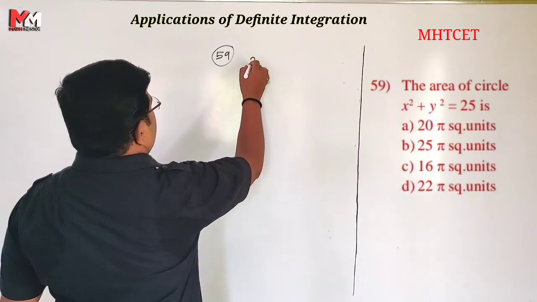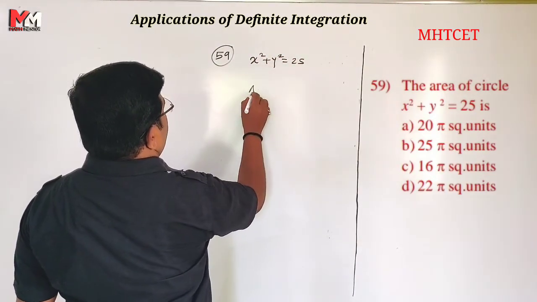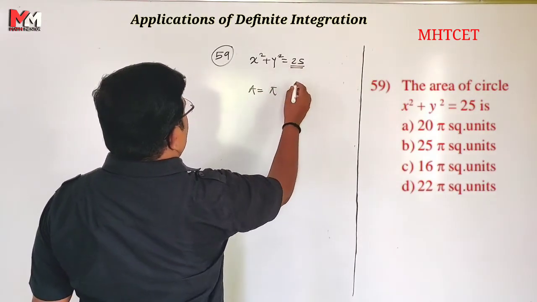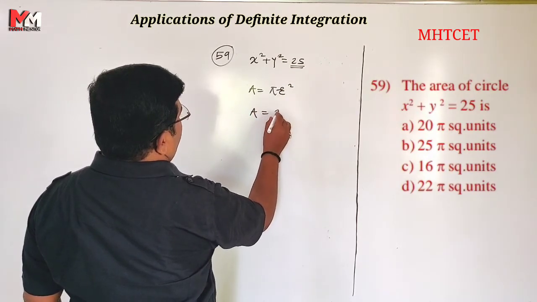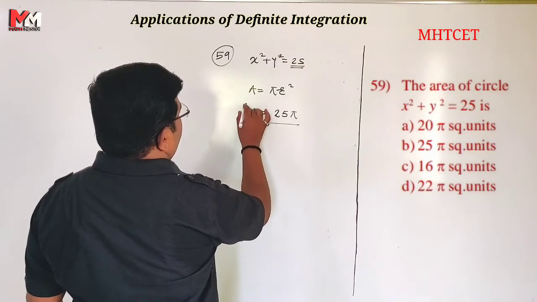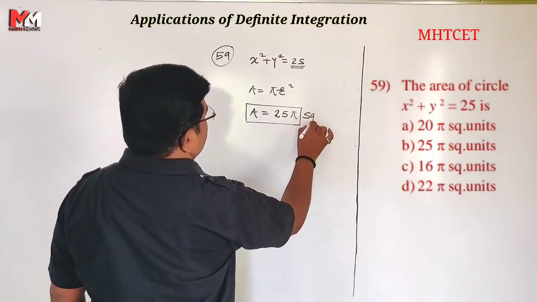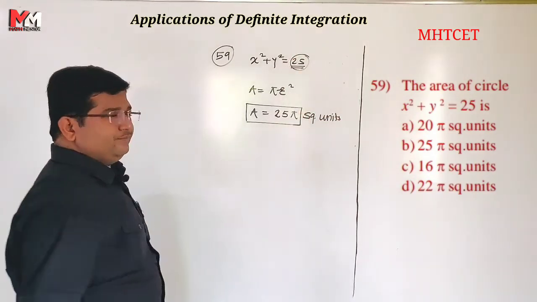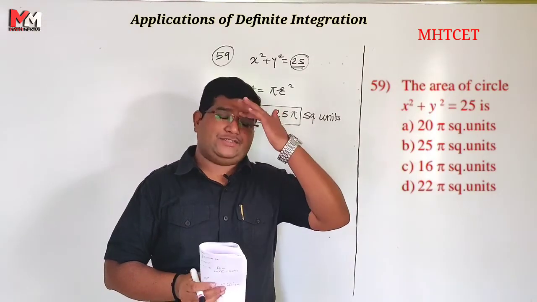Area of circle x square plus y square is equal to 25, pi r square. So r square is 25. So this is a shortcut. 25 pi is the required area. 25 pi square units. This is the value of r square. So area of circle, this is the formula for geometrical, that is what pi r square.